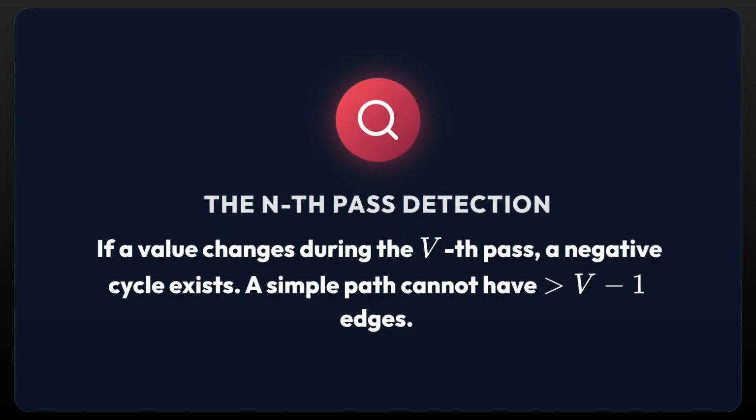Here is the superpower of Bellman-Ford. A simple path in a graph with V vertices can have at most V-1 edges. So if we run the relaxation loop one extra time, the nth pass, and we still find a distance that can be improved, it proves there is a negative cycle. We are stuck in an infinite loop of value reduction.